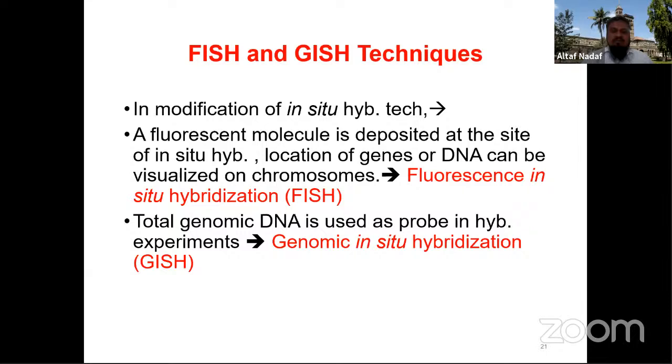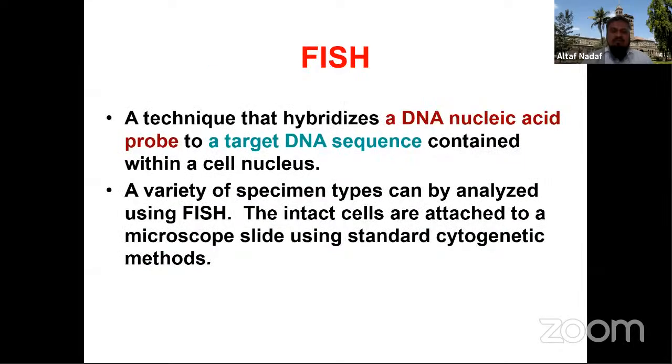In the GISH technique, or genomic in situ hybridization, the total genomic DNA is used as a probe in hybridization experiments. The total genomic DNA is specifically labeled and used to hybridize with the genome of interest. It will bind to the complementary region and give you a coloring reaction with the target nucleic acid, which you can detect using devices. So we'll go one by one.